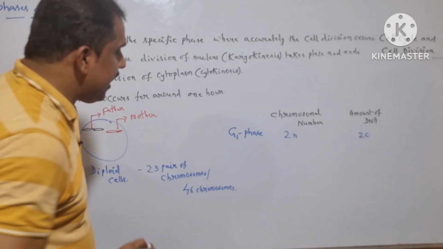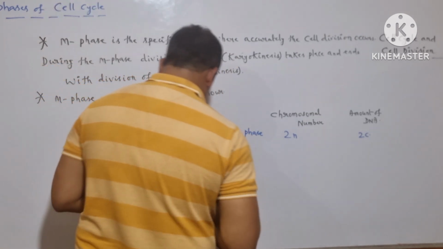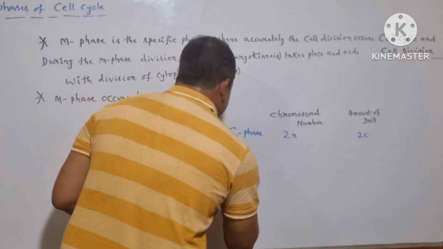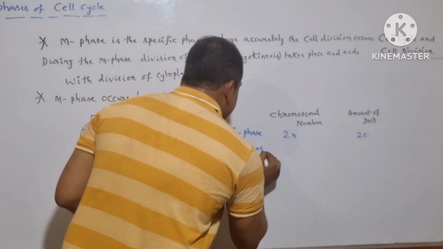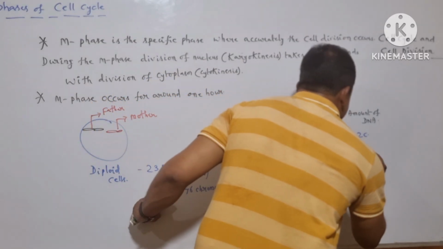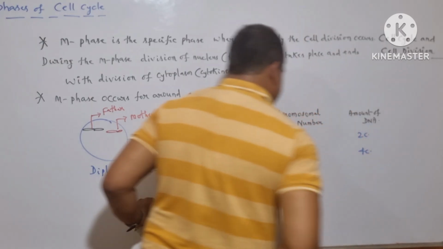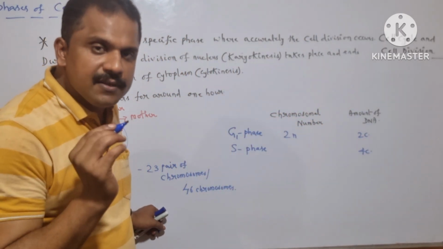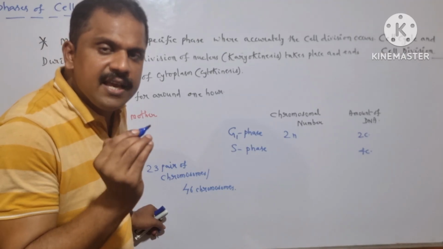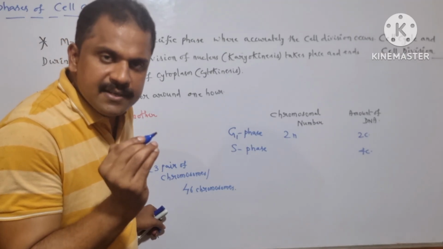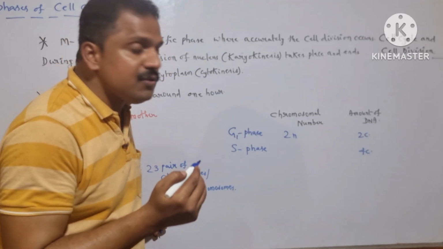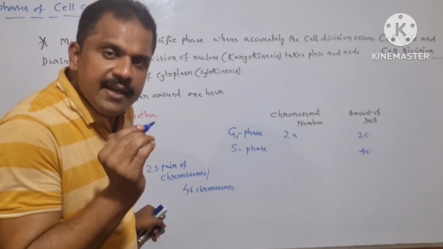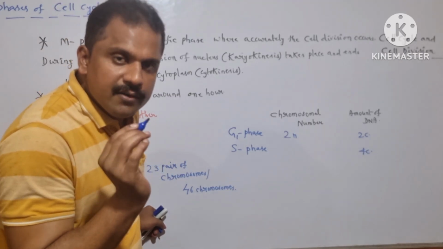Is it clear? And during the S phase, the amount of DNA becomes 4c. Is it clear? During the S phase, the amount of DNA becomes 4c. Because as we all know, during the S phase, DNA replication occurs. So that is why 2c becomes 4c. But the chromosomal number is denoted as only 2n.